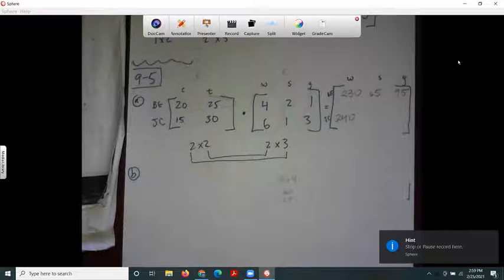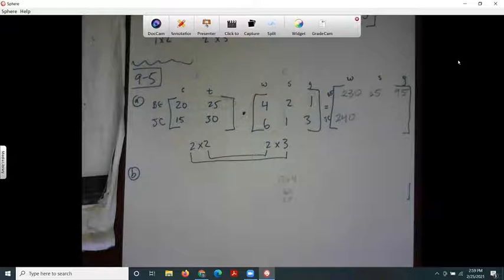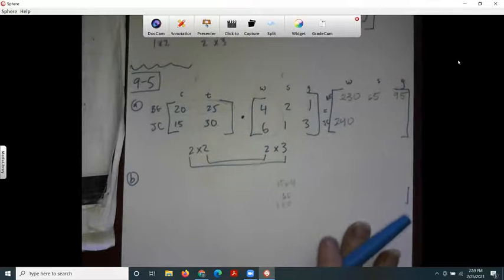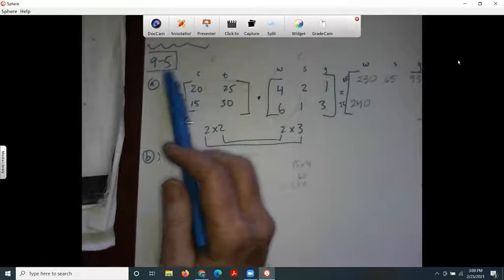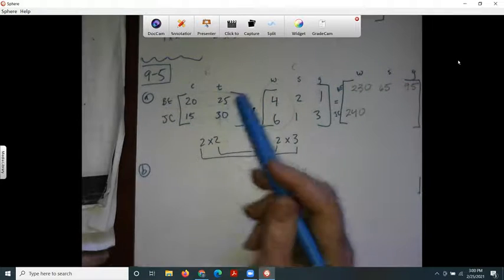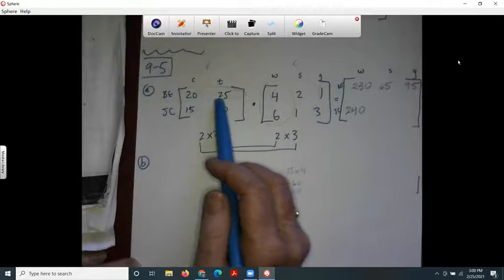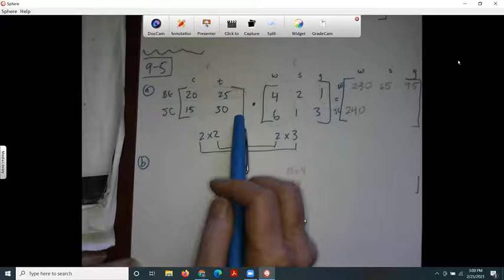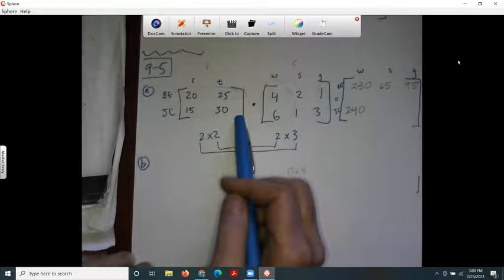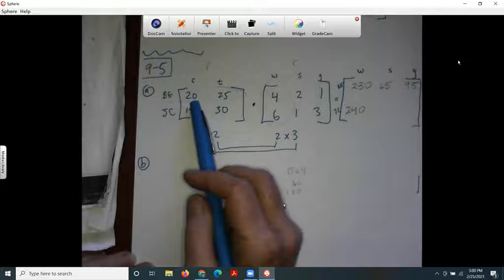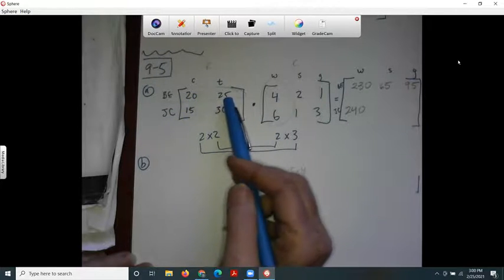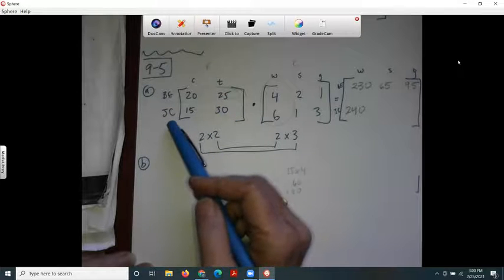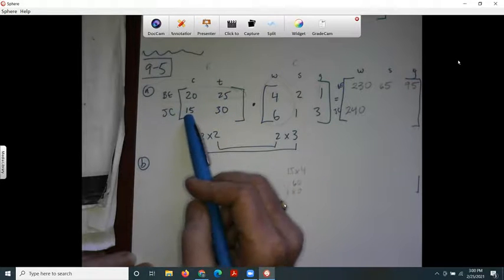Here's Precalc. We didn't have time to finish, and we were talking about matrices, specifically in problem 9-5, where we had these two retailers: Bullseye and J.C. Nichols, I think. Bullseye wanted to make 20 toy cars and 25 toy trucks, but J.C. Penney, or J.C. Nichols, wanted 15 cars and 30 trucks.